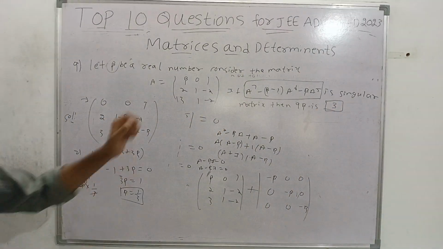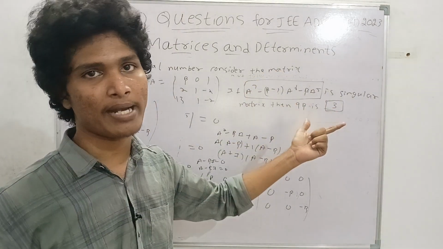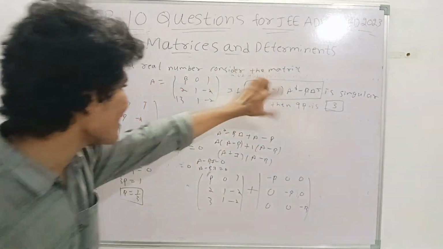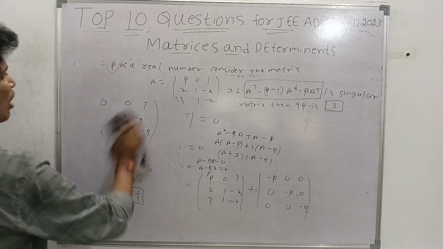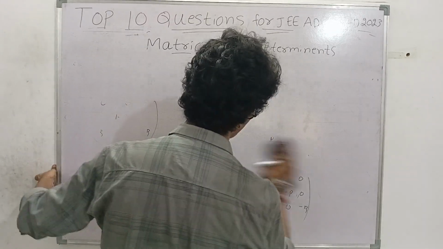Like this you have to solve. You have to think what is meant by a singular matrix. The singular matrix is nothing but the matrix whose determinant should be equal to 0. After that we have to apply the cases. The 9th question is completed.